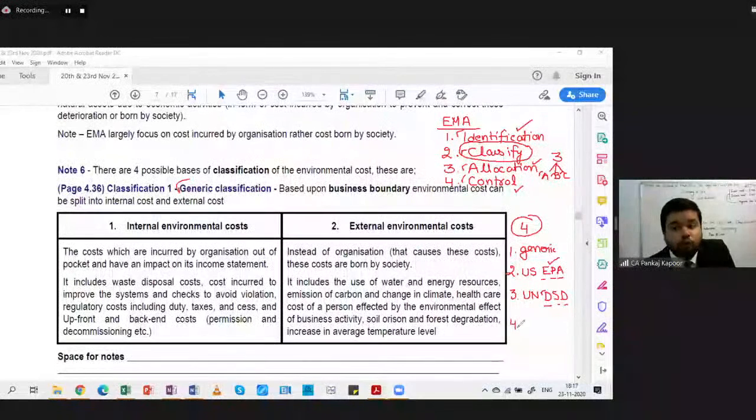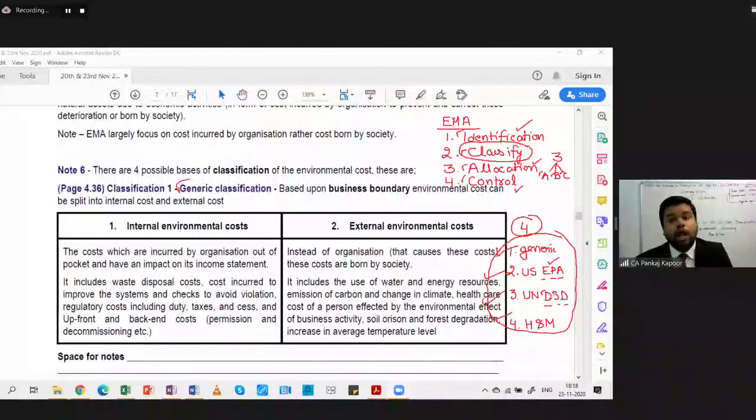Okay. The fourth methodology to classify the environment cost is based upon the research paper written by 2 researchers. What are the names of the researchers? Hansen and Mendoza. Friends, being a chartered accountant, you are not required to remember these names, but you need to understand what classification they suggested.